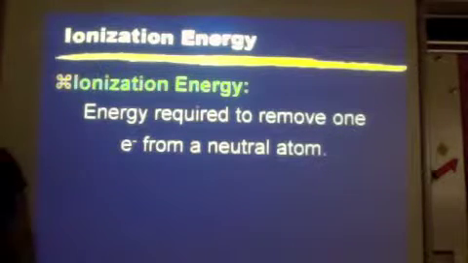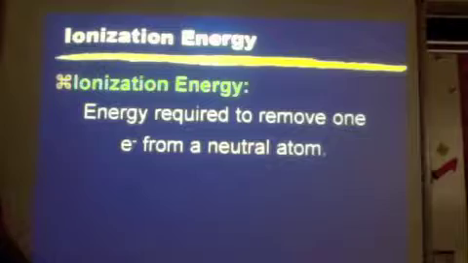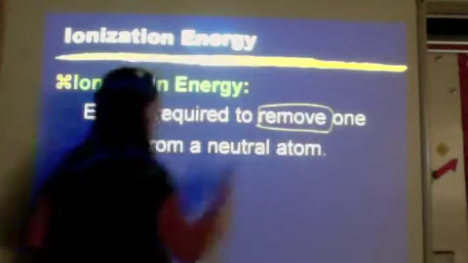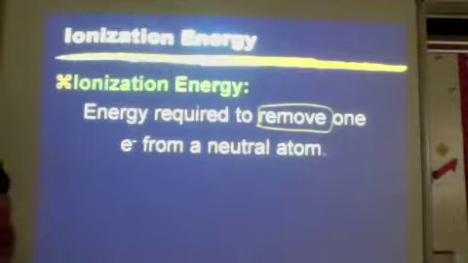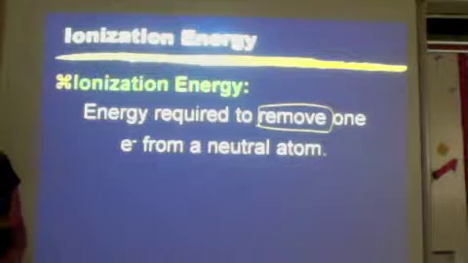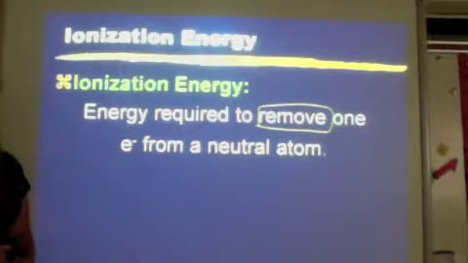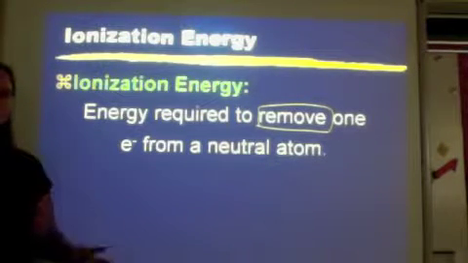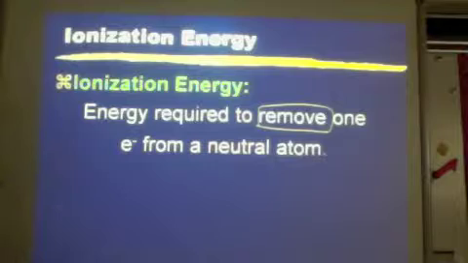So the trends, the first one we're going to talk about is ionization energy. This is the energy required to remove 1 electron from a neutral atom. So the higher the energy, the harder it is to remove it. The lower the energy, the atom's just pretty much going to be giving them away.